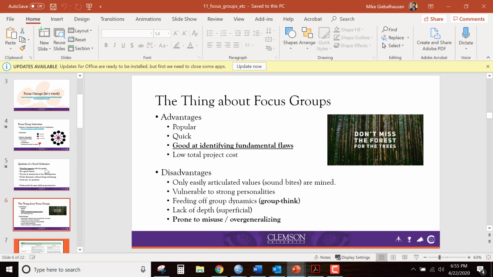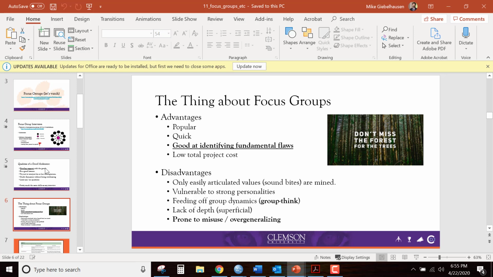They have, however, very, very many disadvantages. One is that they are superficial. Just like in class, people are reluctant to say anything that might be a little weird or not well formed or not well received. So people only tend to say things that are easily articulated, that are easily understood by other people, and that they think will be well received.